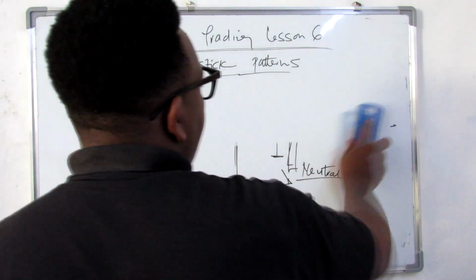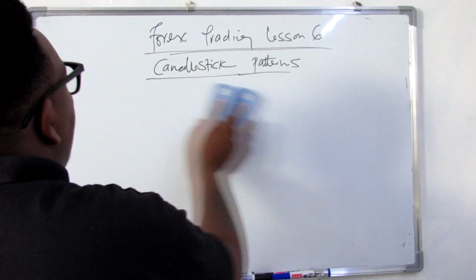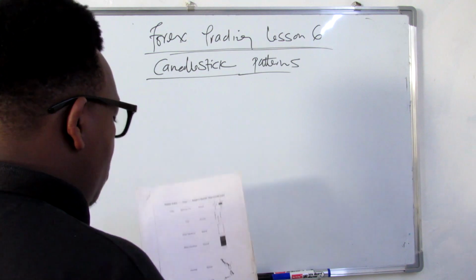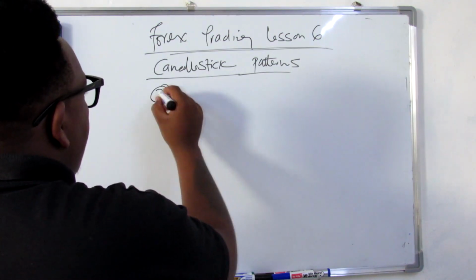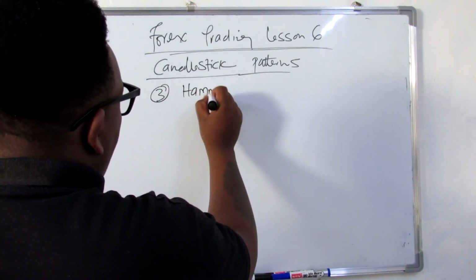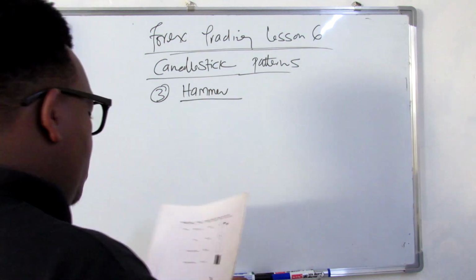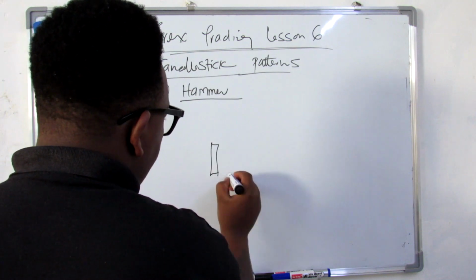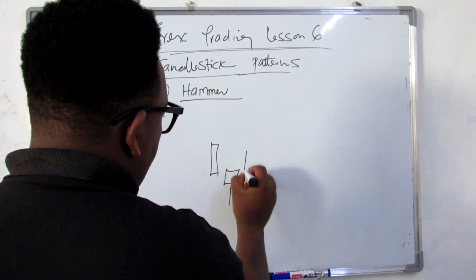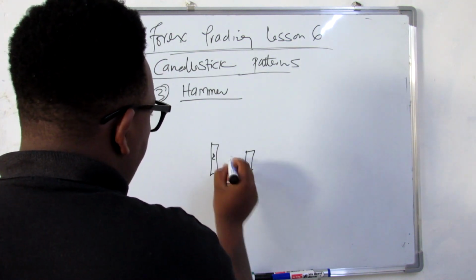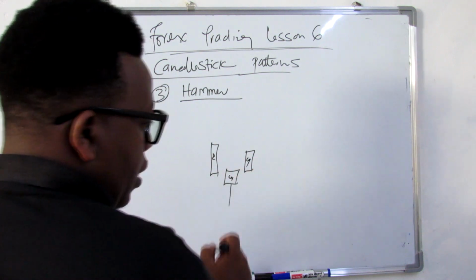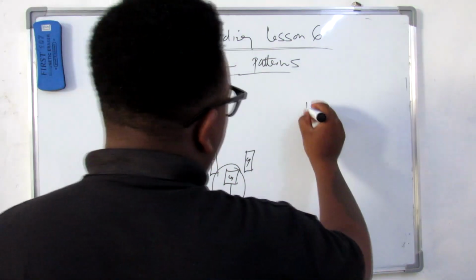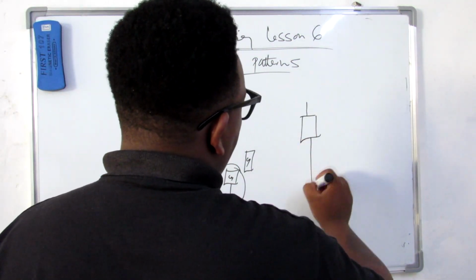Let me look into the major candlestick patterns which you get to identify mostly in the market. Number 3, we have the hammer. The hammer is also a popular one, and it's one of my favorite candlesticks. You can see it normally forms like that. This could be red, this could be green. This is what you call the hammer. It just looks like a hammer, with a long wick.